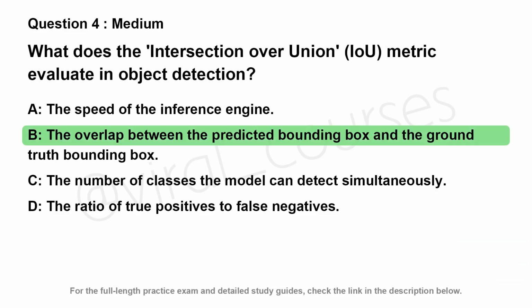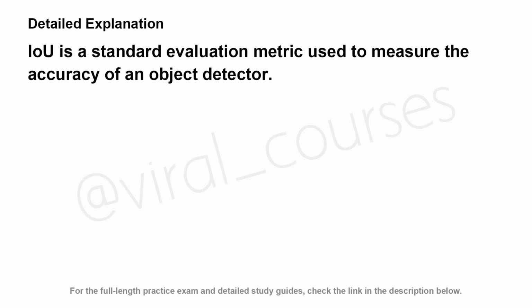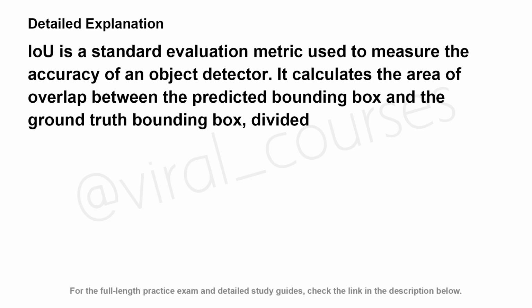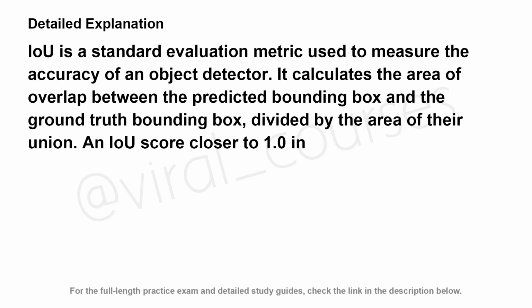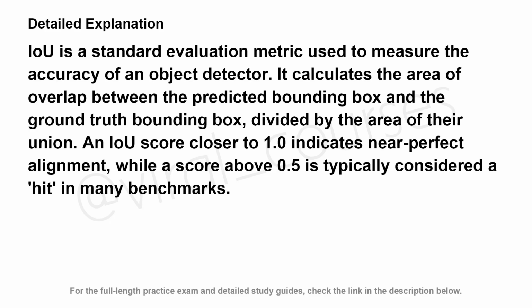The correct answer is B. IOU is a standard evaluation metric used to measure the accuracy of an object detector. It calculates the area of overlap between the predicted bounding box and the ground truth bounding box divided by the area of their union. An IOU score closer to 1.0 indicates near-perfect alignment, while a score above 0.5 is typically considered a hit in many benchmarks.